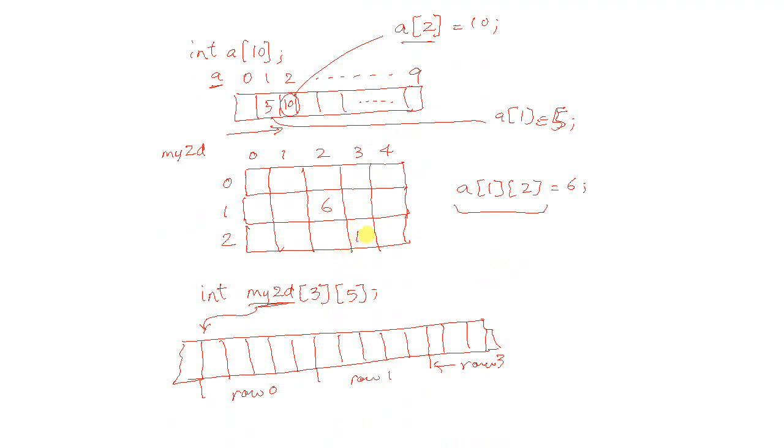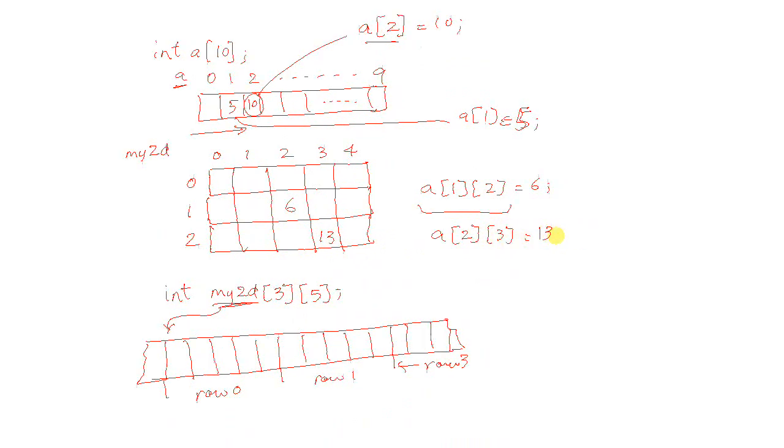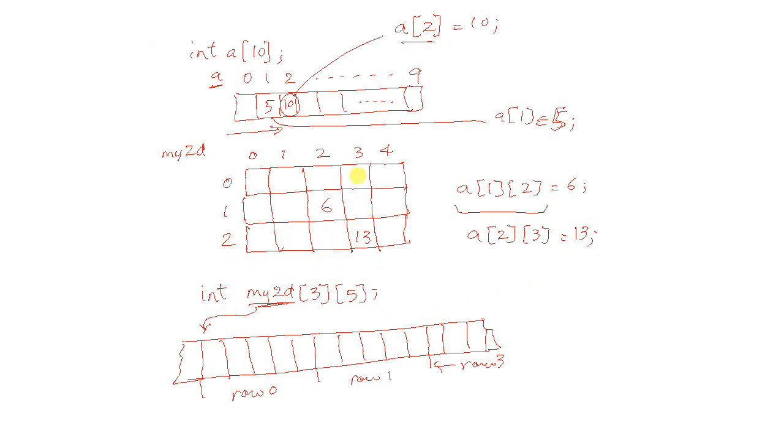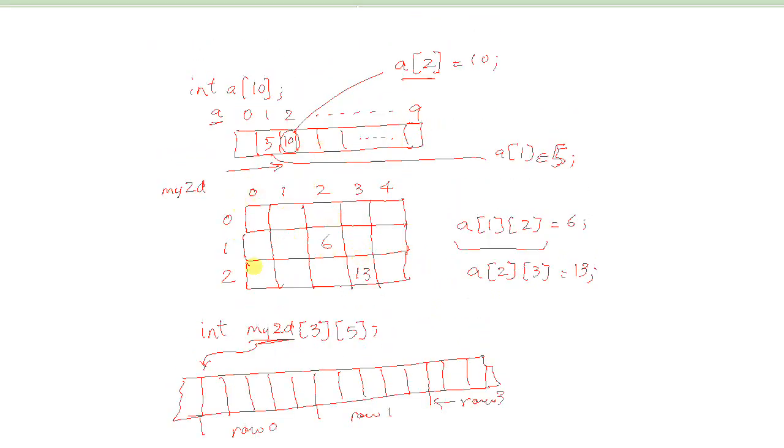And if I want to make this guy 13, what I have to do is write the row number and then the column number, and make it equal to 13, and so on. So this is what two-dimensional arrays look like, and this is how you represent them.